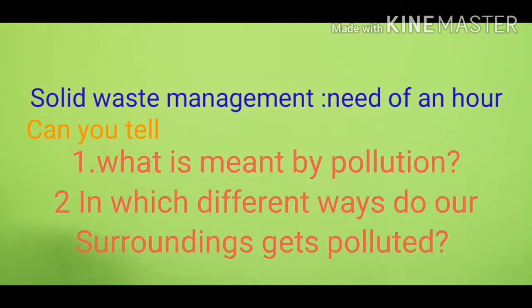Can you tell what is meant by pollution? Pollution is the phenomenon of contamination of the environment, either due to human activity or due to natural processes. Second, in which different ways do our surroundings get polluted? The air, water and soil ecosystems are polluted due to various reasons.